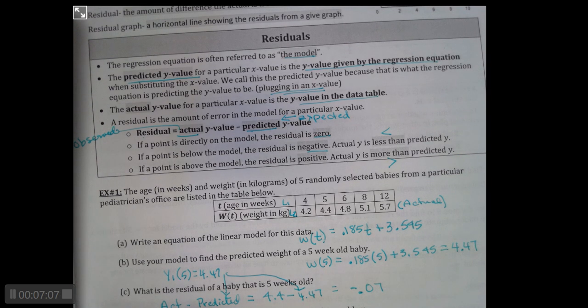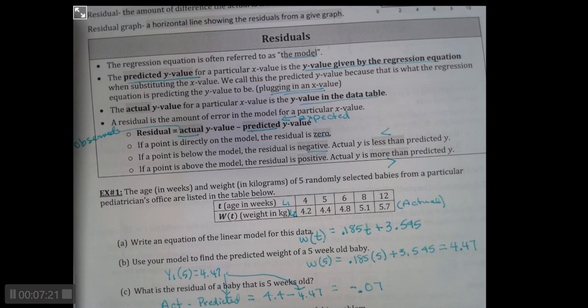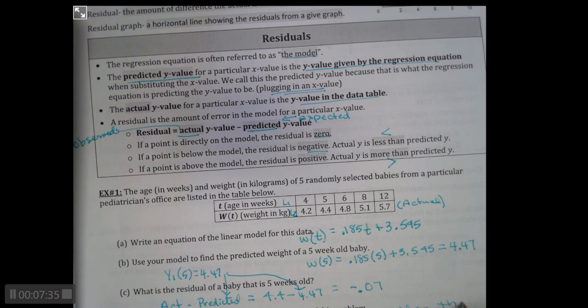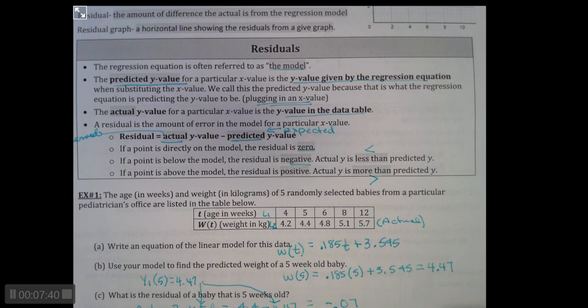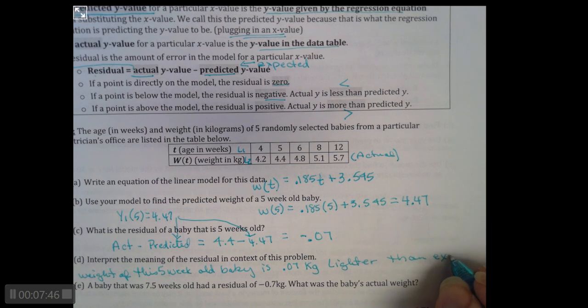So the weight of this 5-week-old baby is 0.07 kilograms lighter than expected. And I notice I'm writing all of this out of view. Expected.